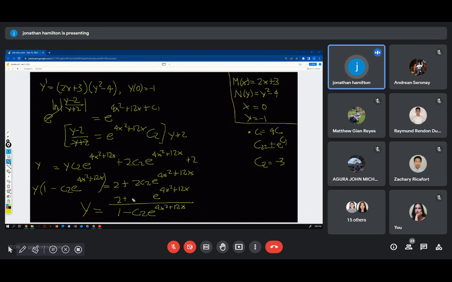So negative 3 times 2, that becomes negative, this will become 2 minus 6, or ato siya i-doon. So we have 2 minus 6e raised to 4x squared plus 12x. And then atong value of C2 dire kay negative 3. So then this will become positive 3e raised to 4x squared plus 12x. So this will become our final answer for the particular solution.